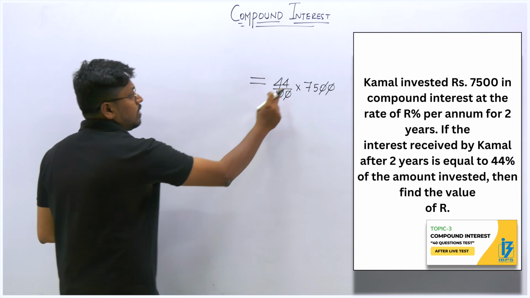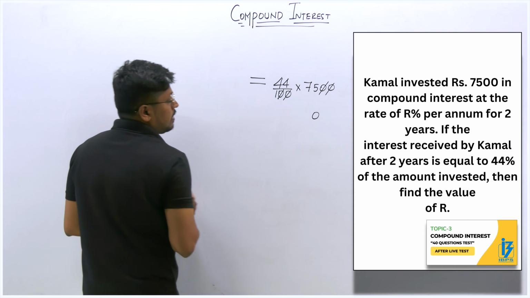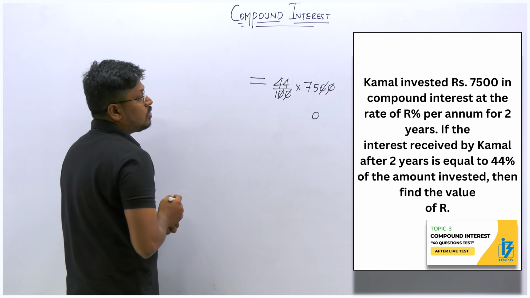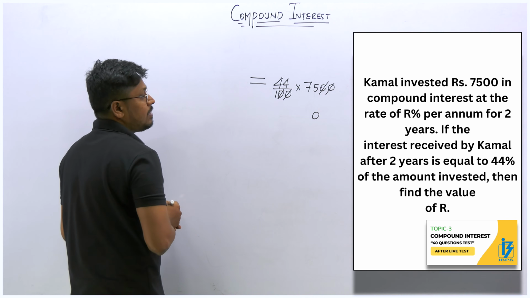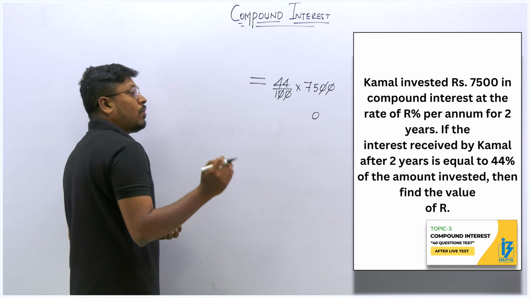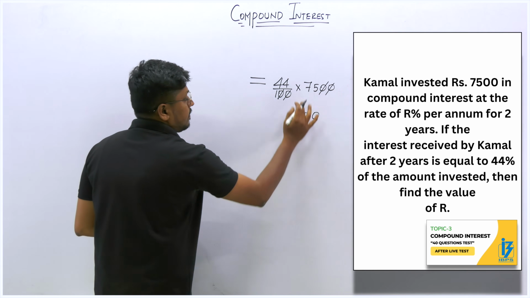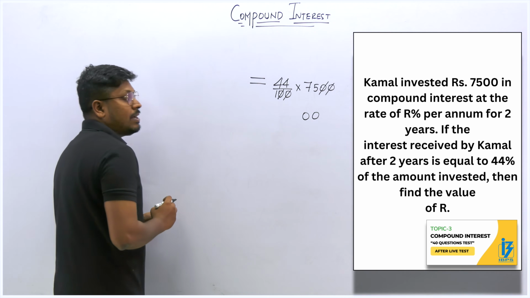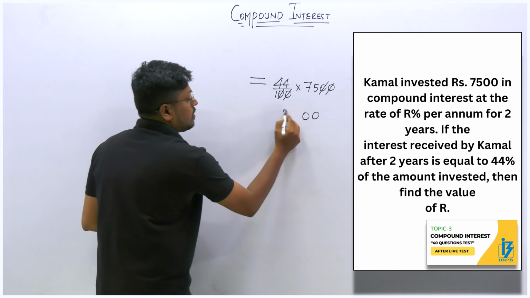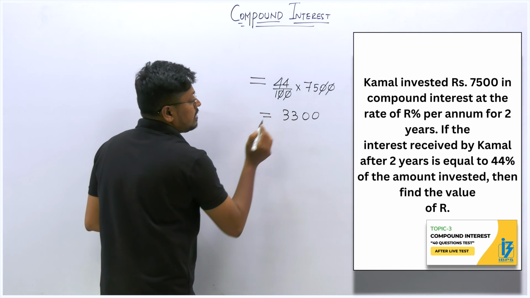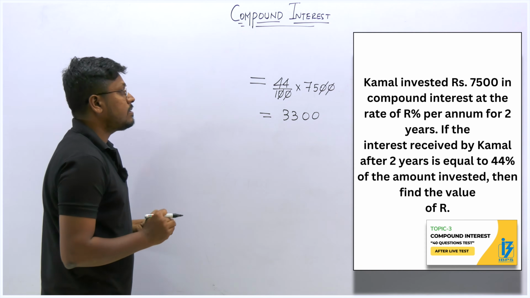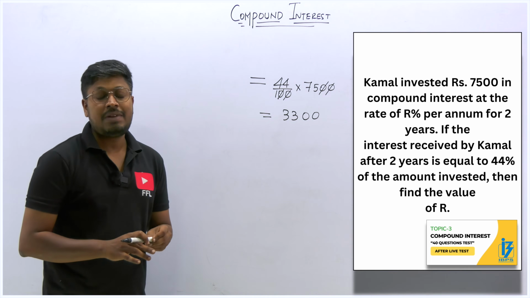So what is 44 into 75? 5 4s are 20, so the remaining will be 2. 5 4s are 20, 7 4s are 28, 48, 55, 7 4s are 28, 28 and 5 is 33. So 3300. So 3300 will be the total interest the person received after 2 years.